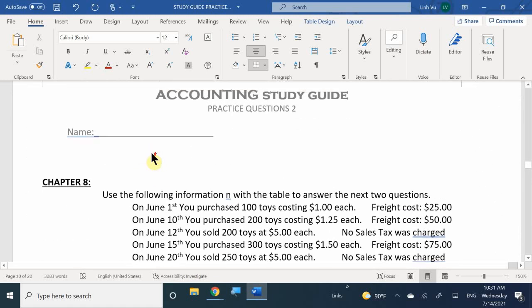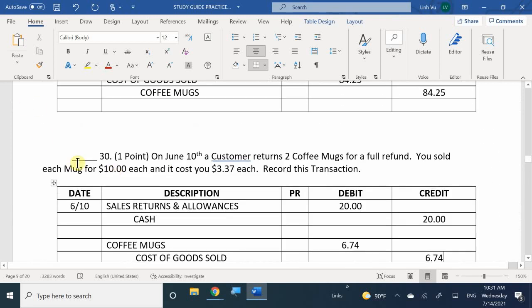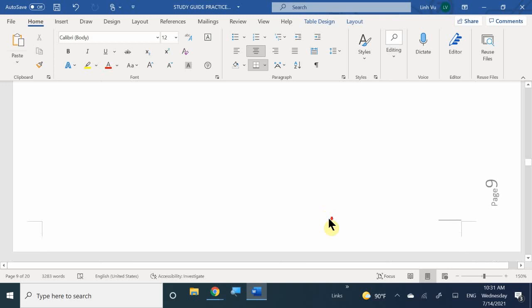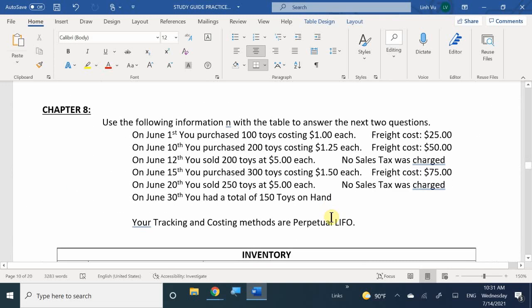So that's it for chapter 7. Once again, dealing with purchase returns and sales returns, all of those is chapter 7, because chapter 8 is when we deal with actually calculating every single thing. In chapter 8, we're going to use the following information to answer the next 2 questions.